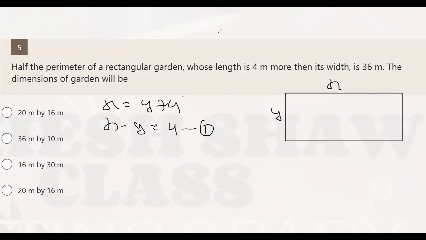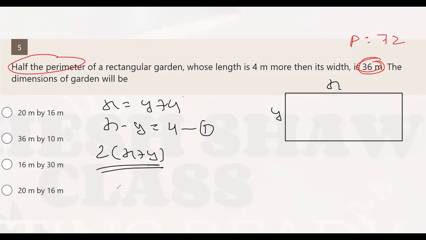Now check for the other one. It says half the perimeter is 36, so the perimeter is 72. And what do we know? The perimeter of a rectangle is 2 times length plus breadth. That's the formula for the perimeter of a rectangle, which is 72. So on transposing 2 to the other side, 72 divided by 2 is 36. This gives us the second equation.